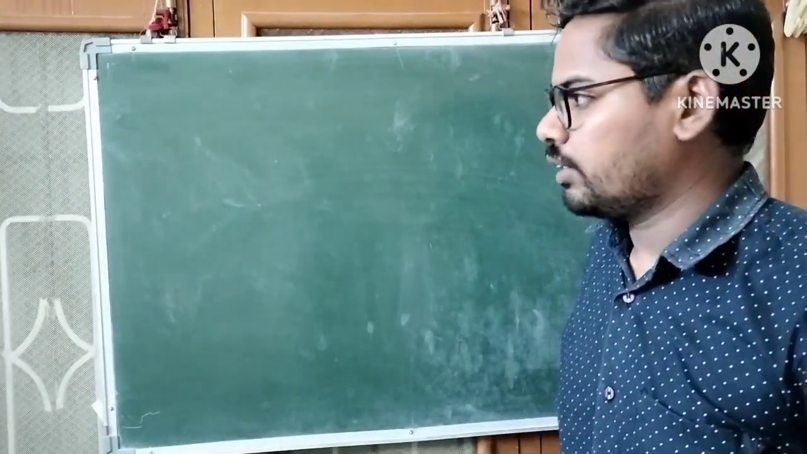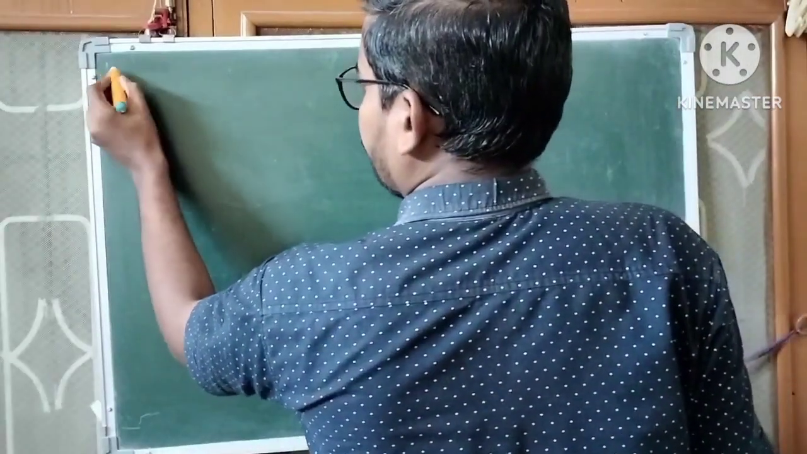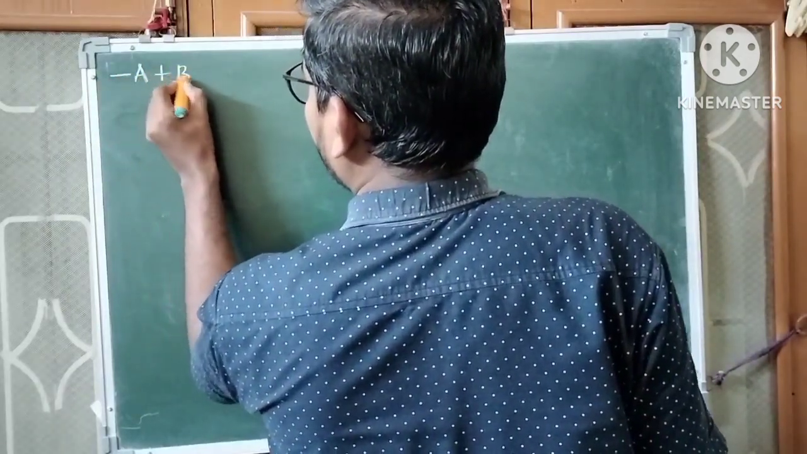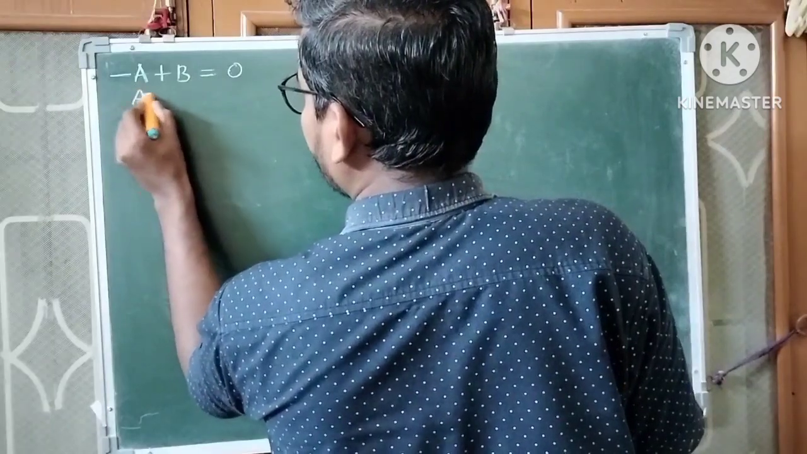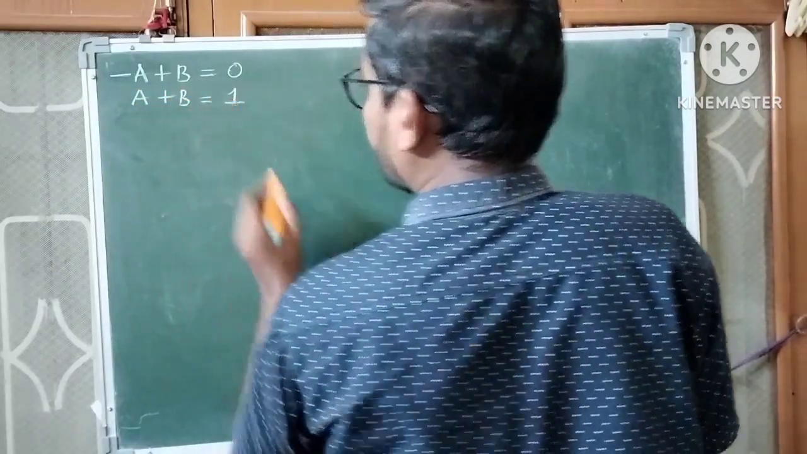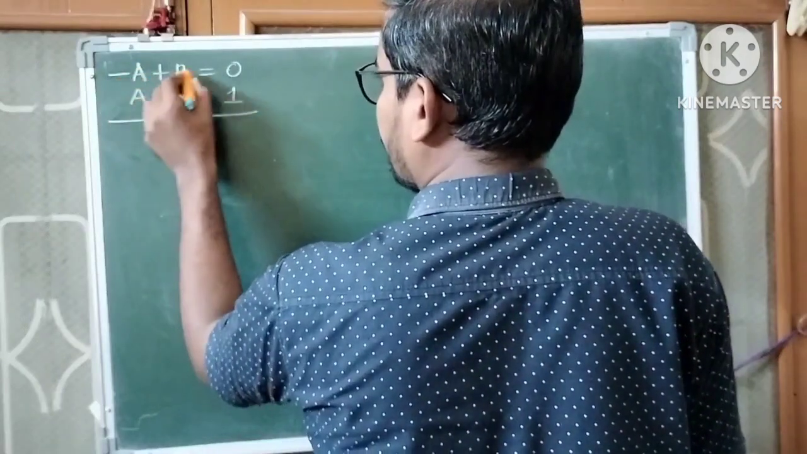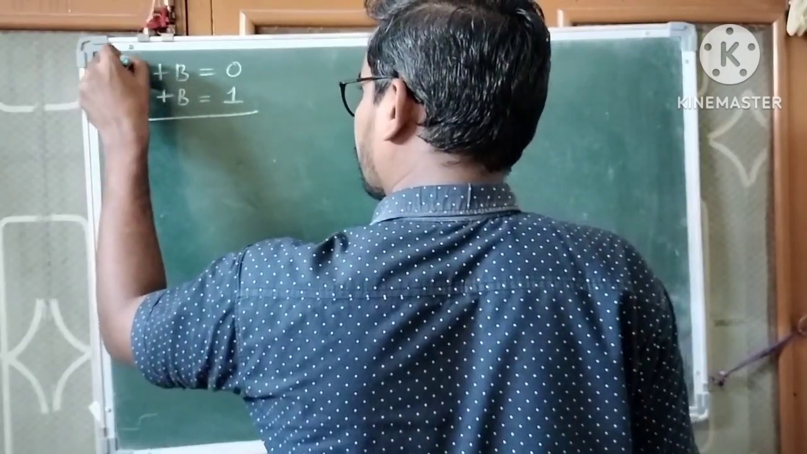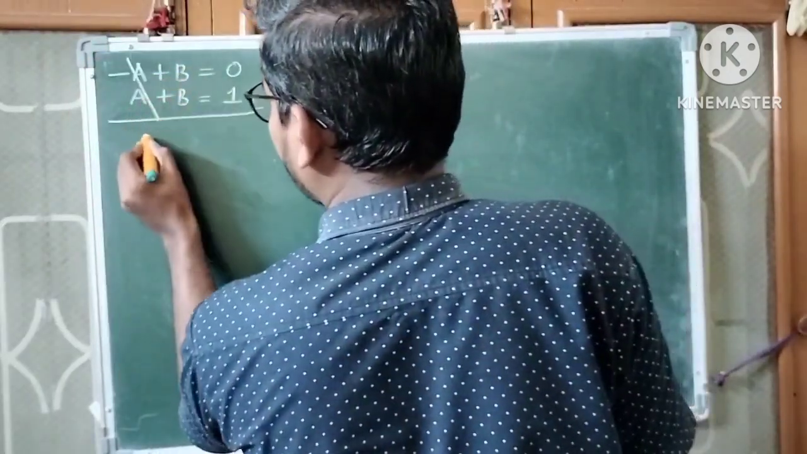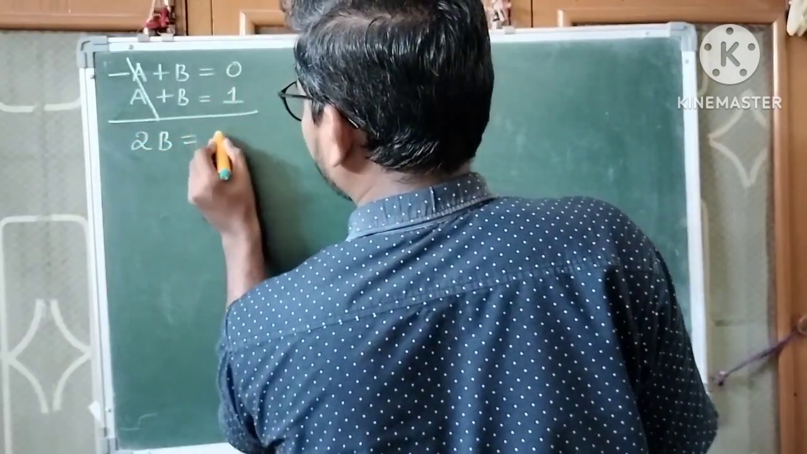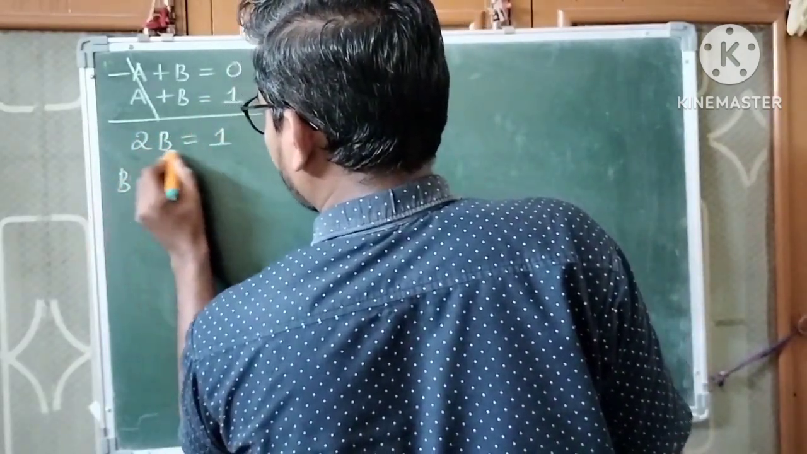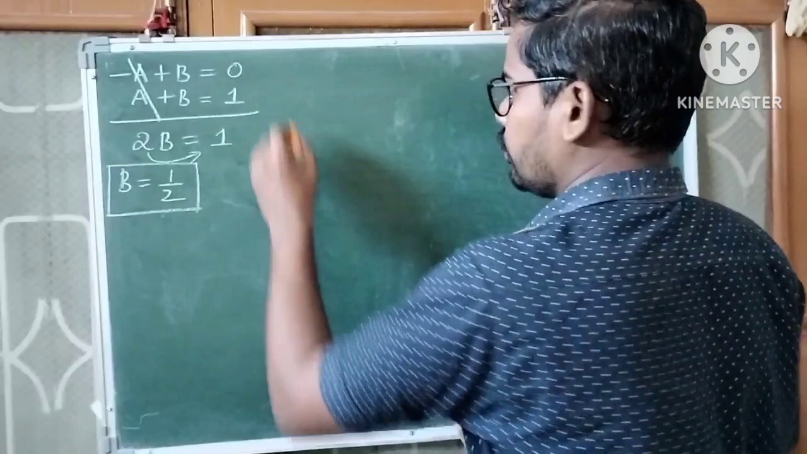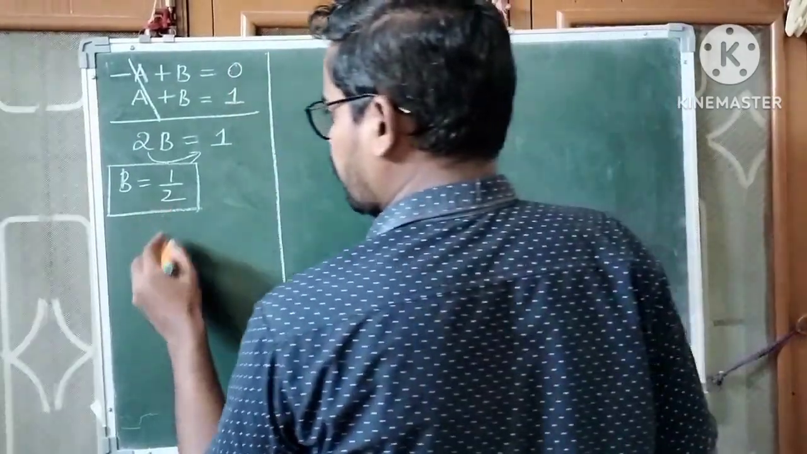So by comparing coefficients, we have got two equations. Equation number 1, minus a plus b is equal to 0, and equation 2, a plus b is equal to 1. Okay. So by adding equation 1 and equation 2, we can find the b value, because negative a and positive a get cancelled, b plus b, 2b is equal to 0 plus 1. Now transpose 2, you will get 1 by 2. So b is equal to 1 by 2.